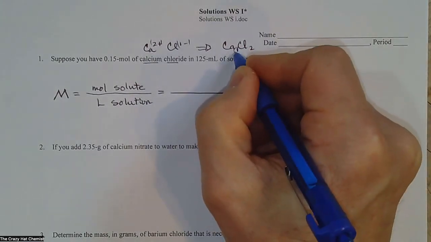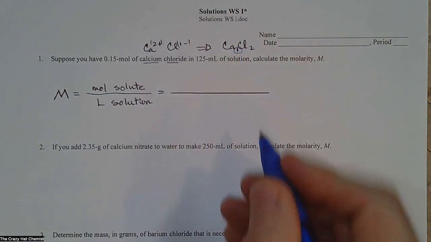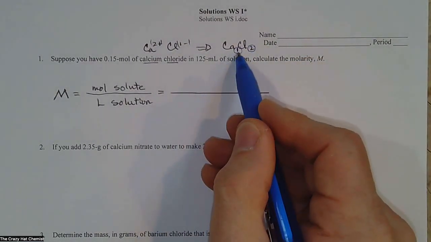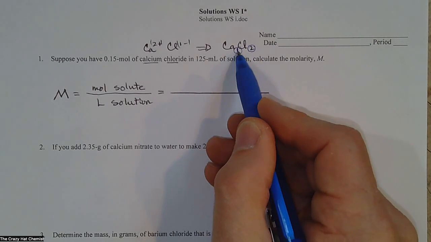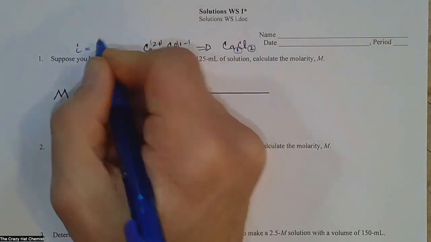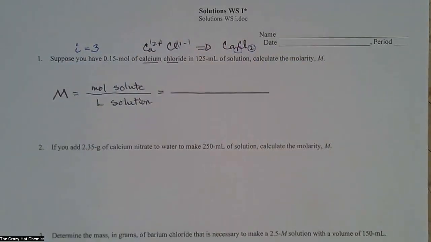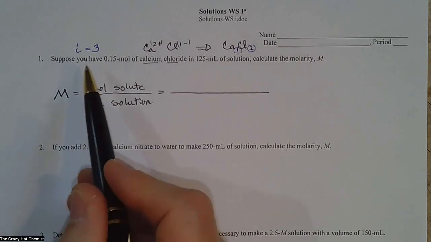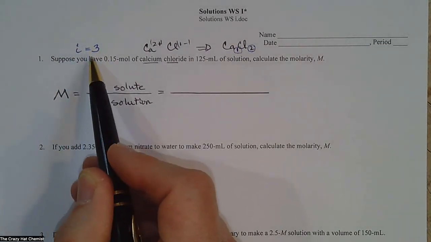So there's 1 cation in this formula. How many chlorides do you have? There's 2. So we're going to add up the number of cations plus the number of anions. That's 1 plus 2. So the Van 't Hoff factor, that is a scripted i, is equal to 3 for calcium chloride.